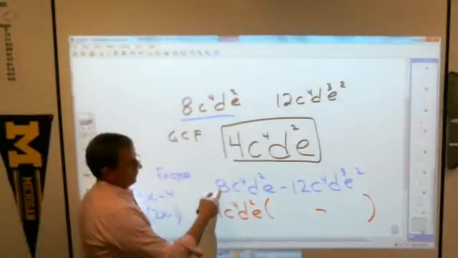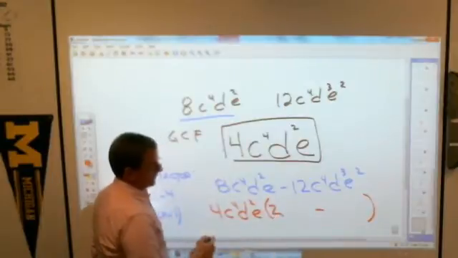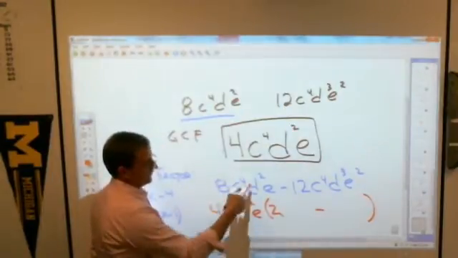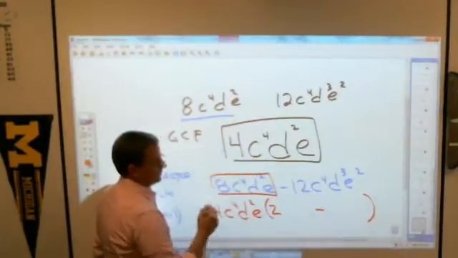So, start with your numbers. To go from 8 to 4, it's 2, right? 2 times 4 is 8. You already have the c to the fourth, you already have the d squared, you already have the e. So this is all you need to represent this first term here.